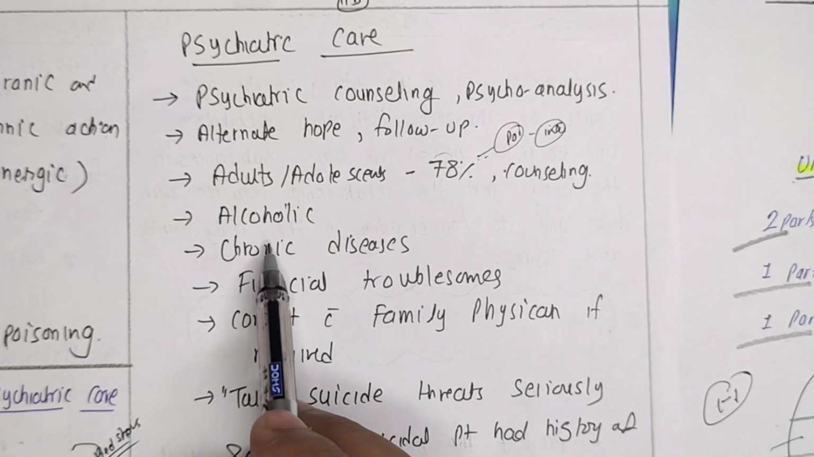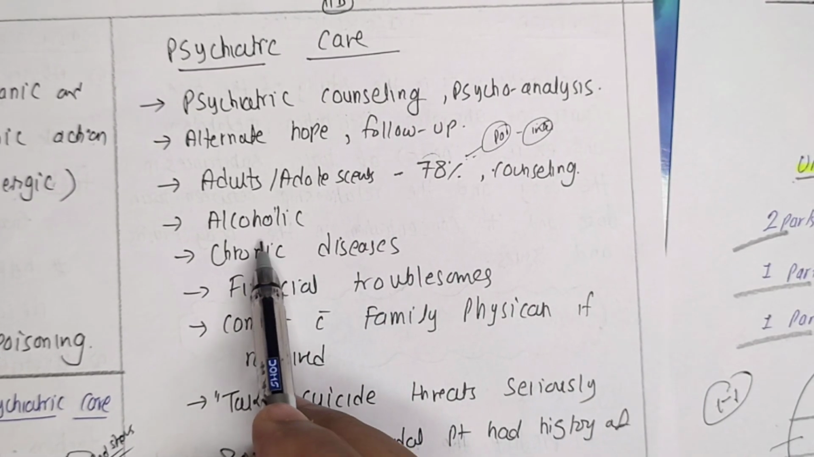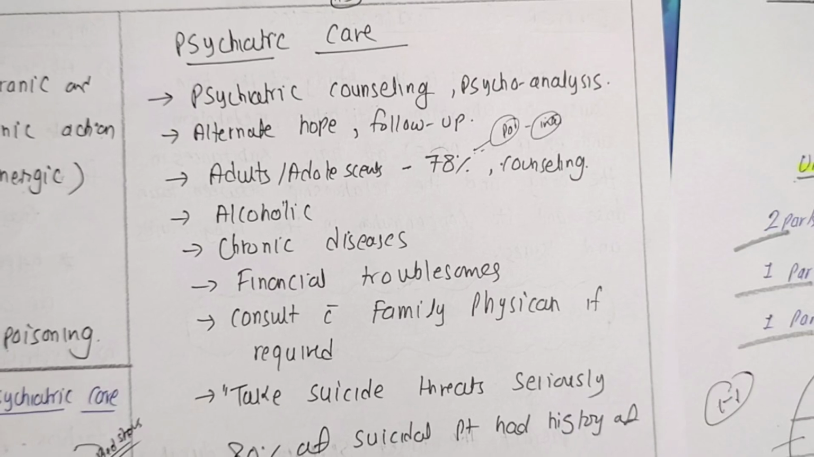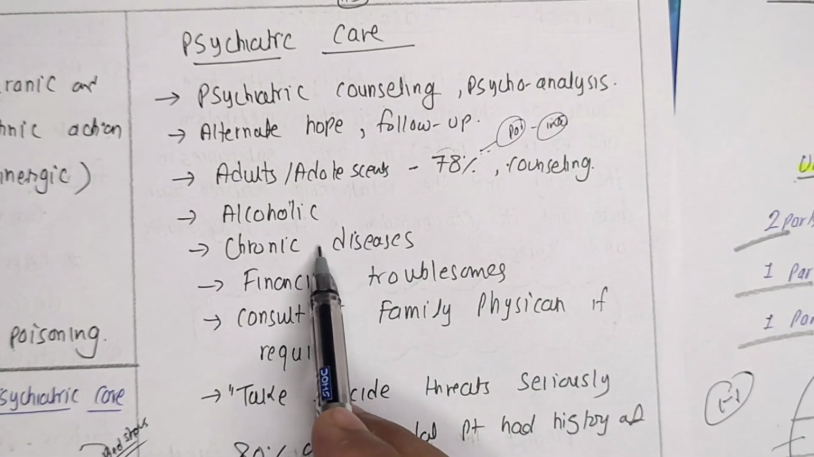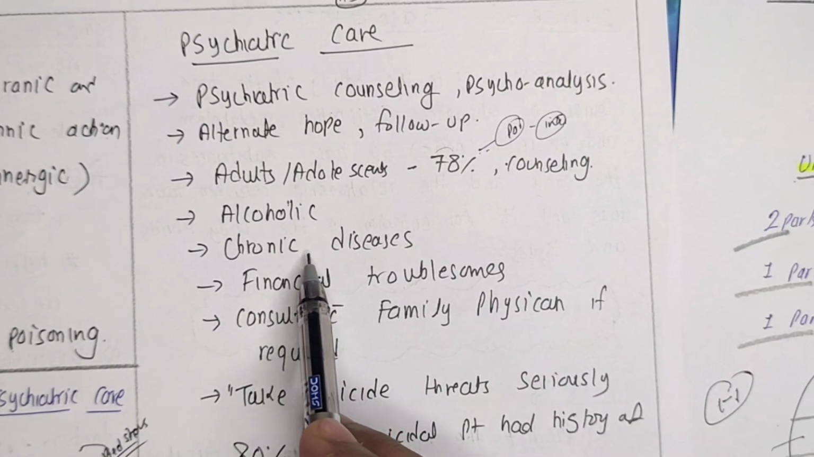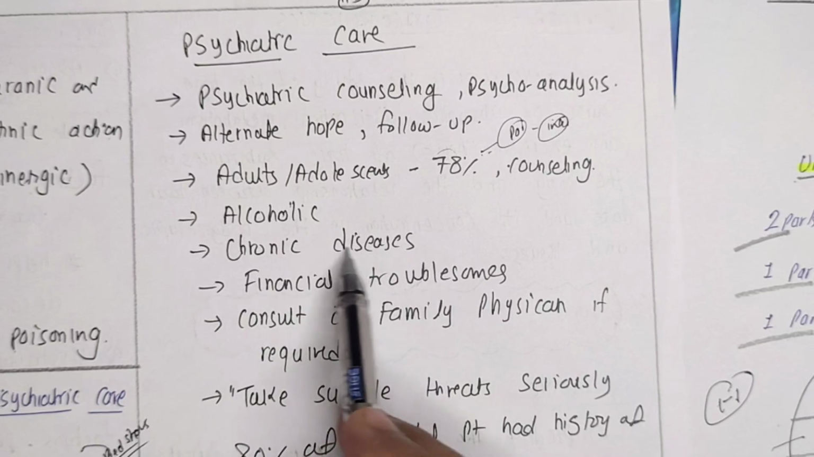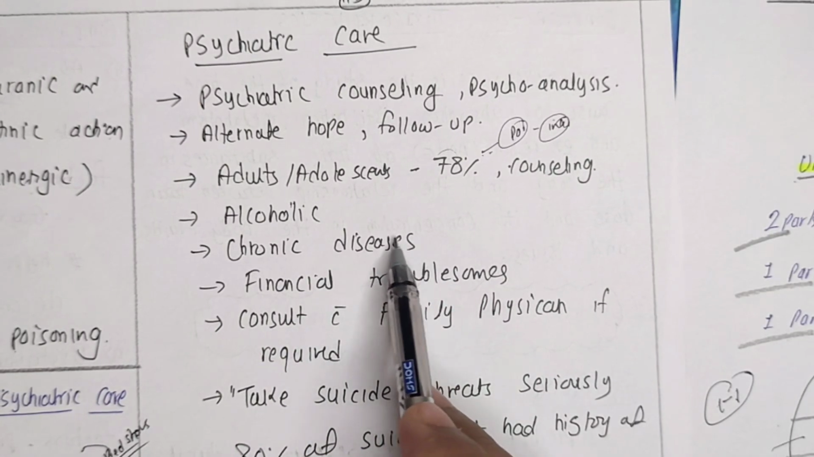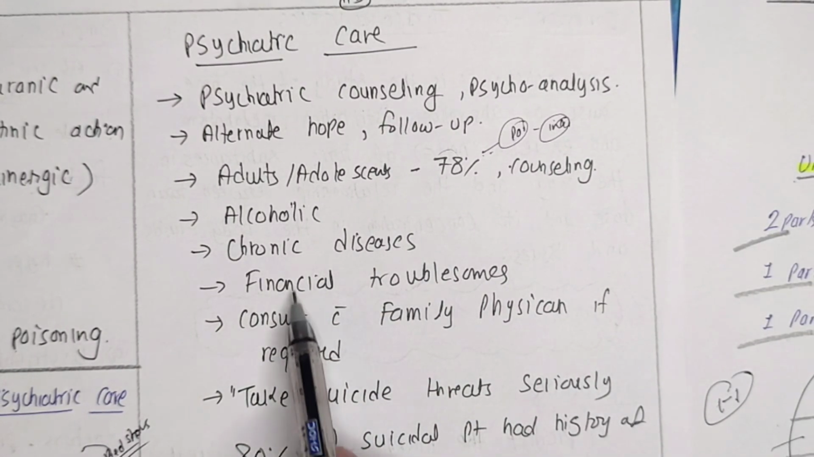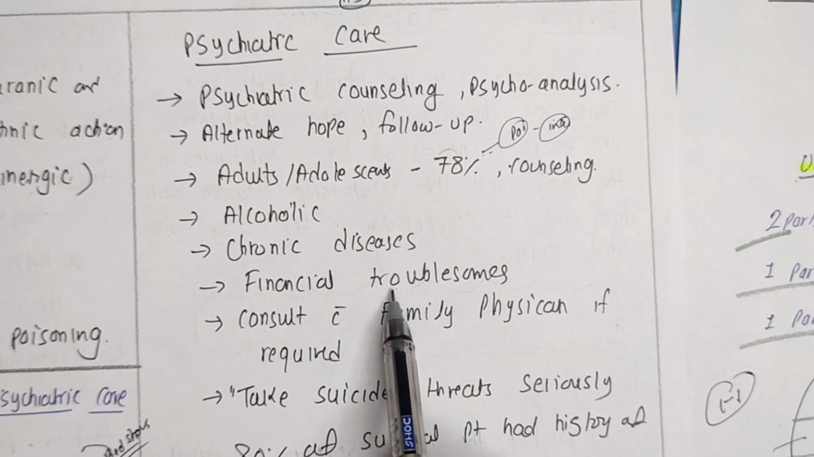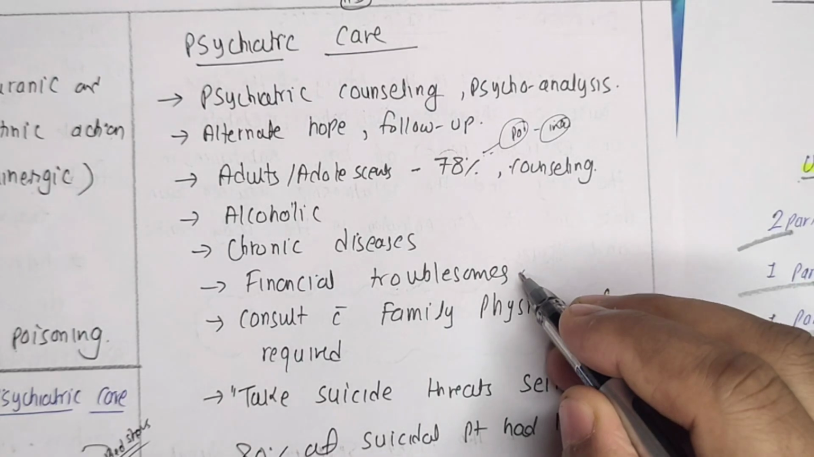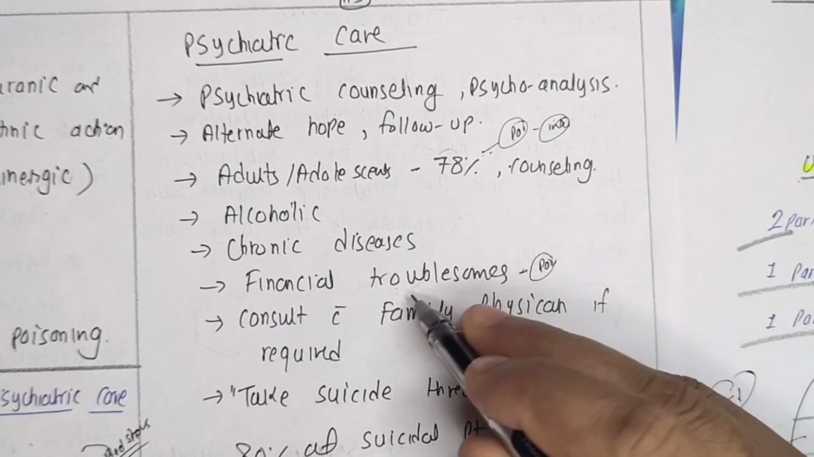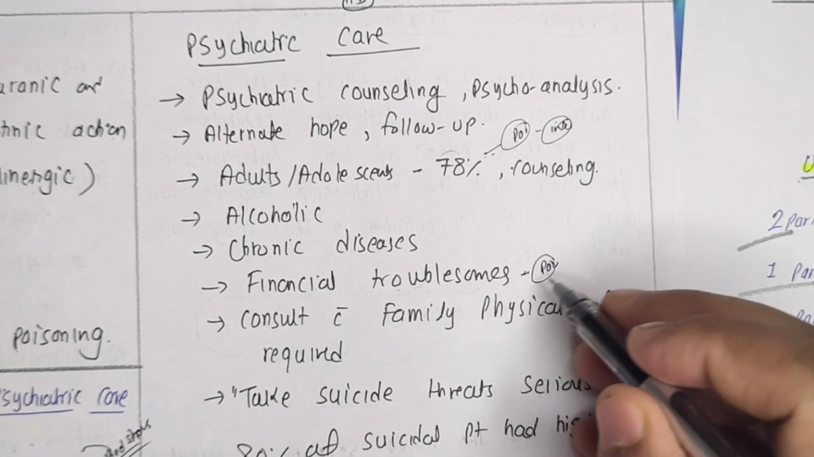Then similarly, if a person is alcoholic, we have to counsel them about the health hazards of alcohol. If they are having a chronic disease also, we should support them. Some people are having end stage cancers or some non-curable disease, so they want to end their life, or sometimes it may be as a comorbidity also. So supporting them plays an important role. Then there may be financial troubles, due to which they may think of having the poisons. So again, these troubles need to be sorted out.